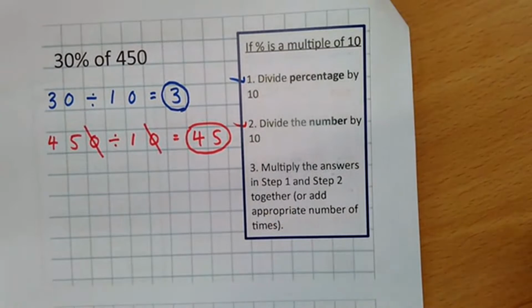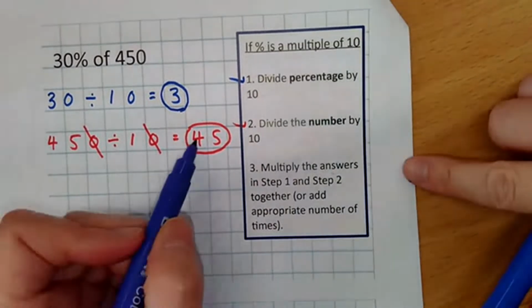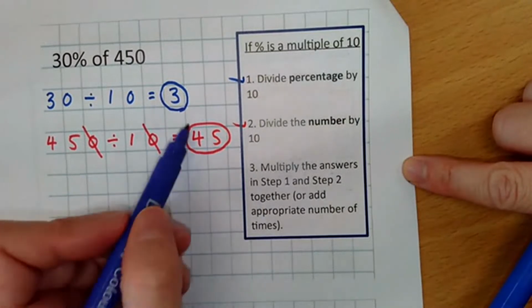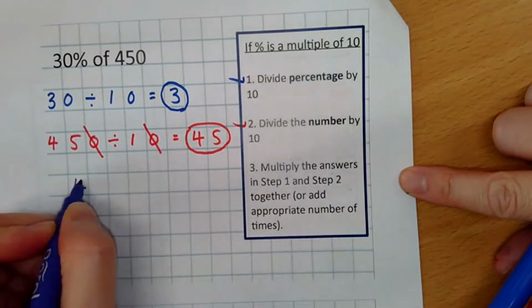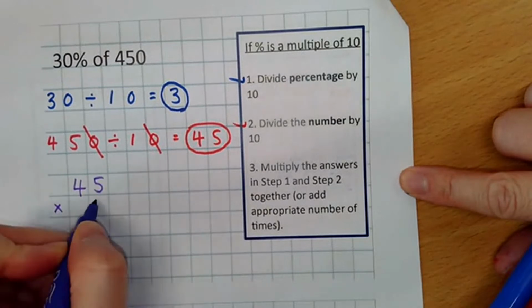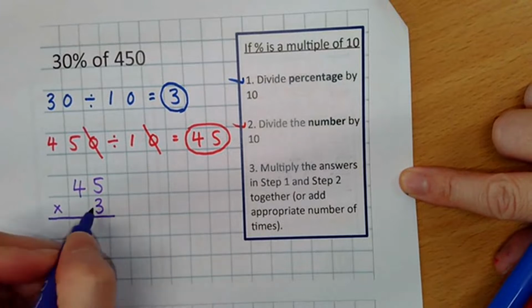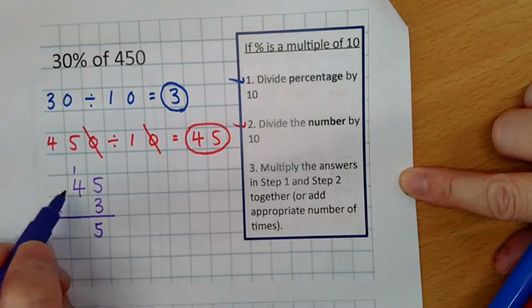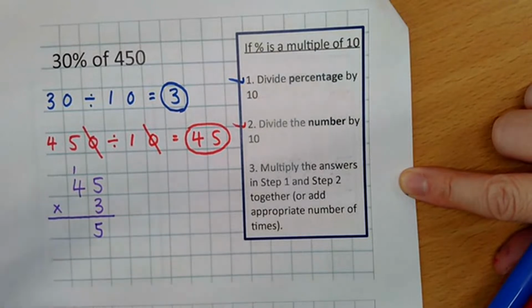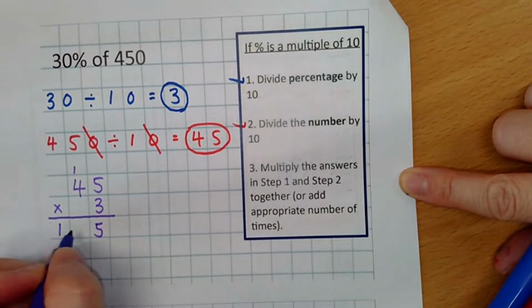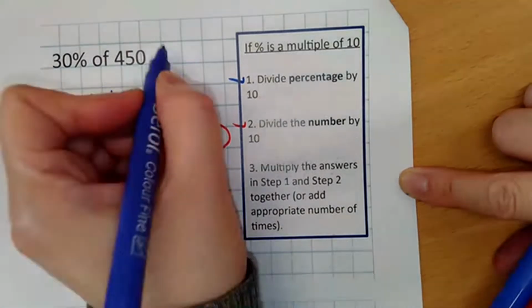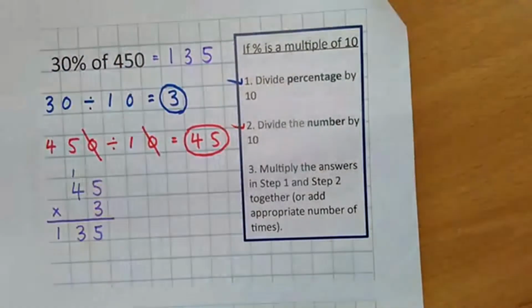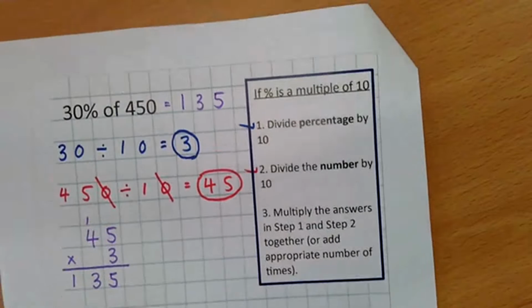And step 3, multiply the answers in step 1 and step 2. Now I know my 3 times tables, but this might be a little bit tricky, so I think I'm going to use the column method. So 45 multiplied by 3. 3 times 5 equals 15. 3 times 4 equals 3, 6, 9, 12, plus 1 equals 13. Okay, so 30% of 350 is 135. Fantastic.